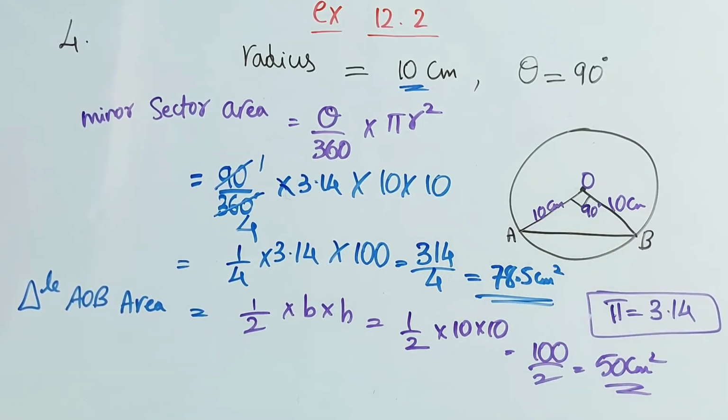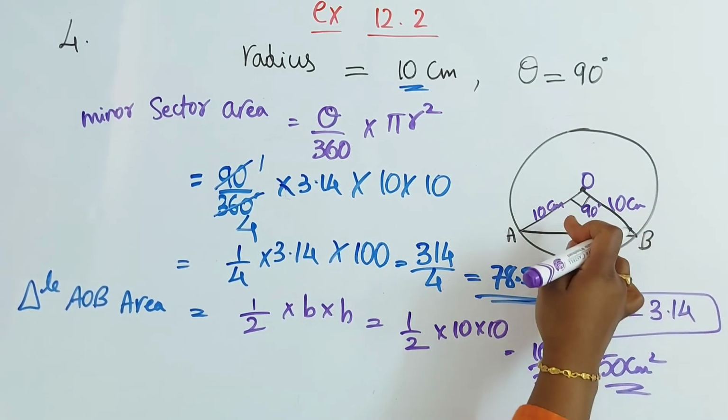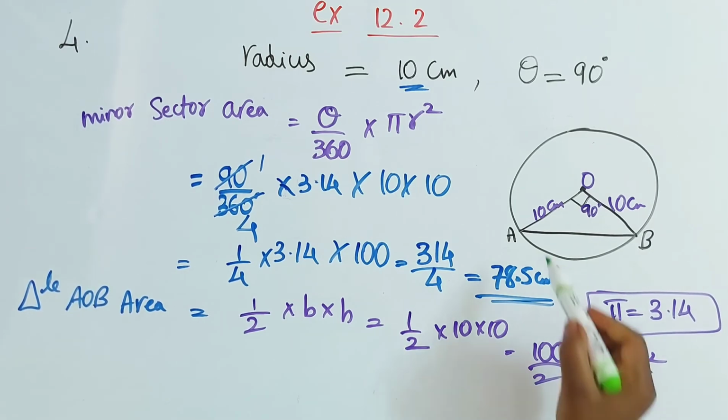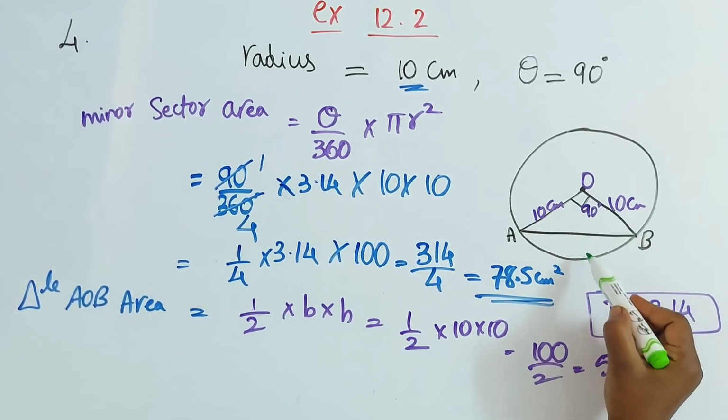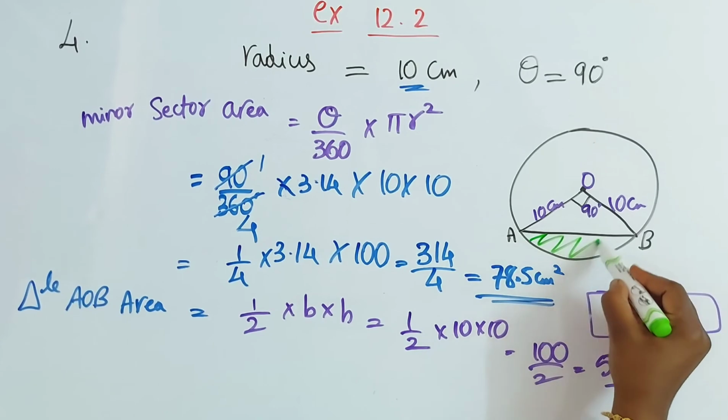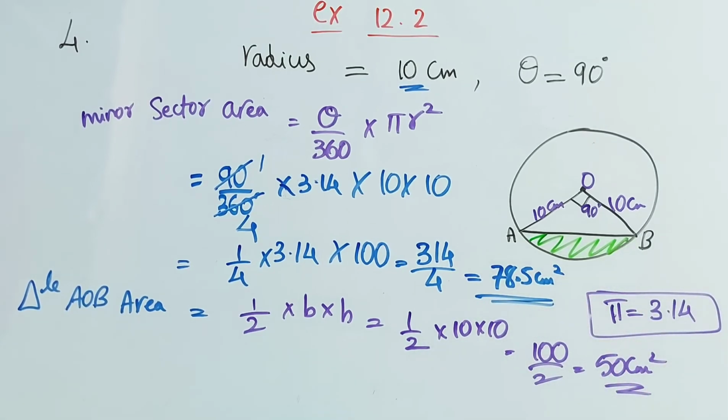Right, children? We know the minor sector area and triangle area. If you remove this part from this whole sector, this is the minor sector area. Right, children? Full is minor sector area. If you remove this triangle, you will have the minor segment area. Right, children? Now we will find out the minor segment area.